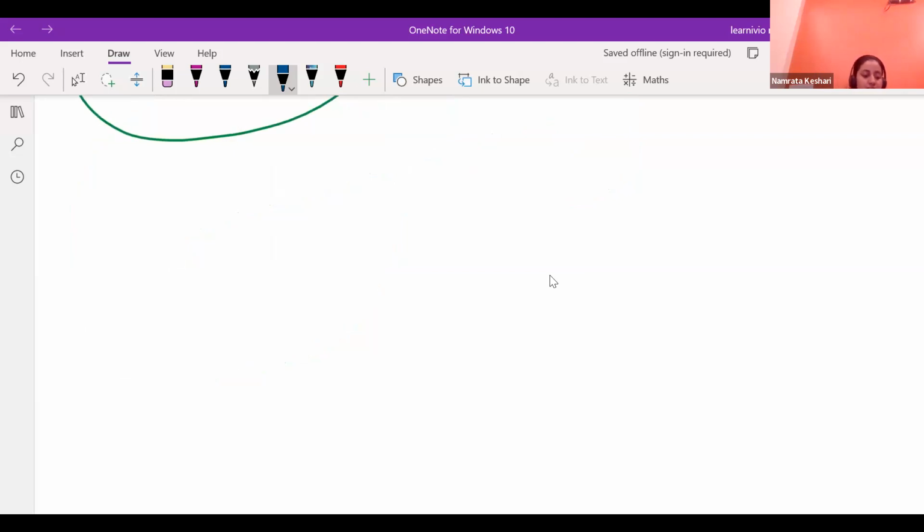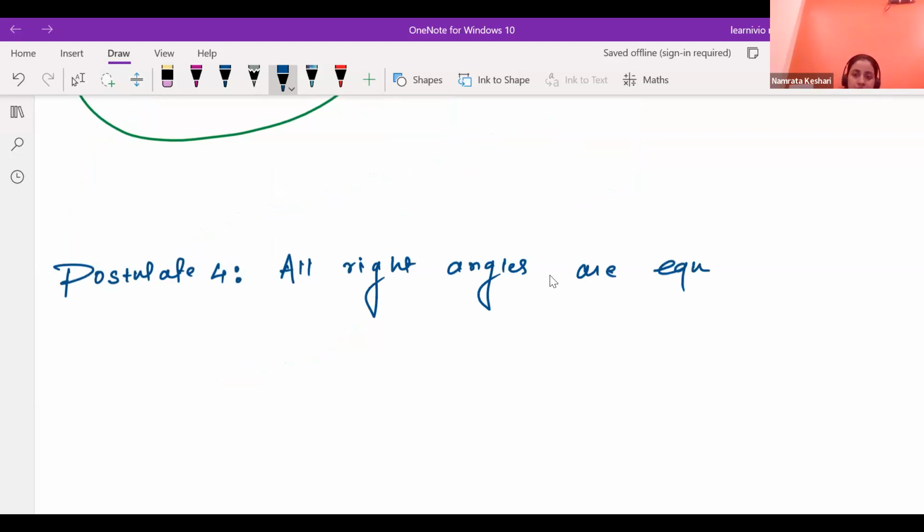All right angles are equal to one another. So next one is postulate number 4. Postulate 4 says that all right angles are equal to one another. Now, right angle means what? Right angle means 90 degree.